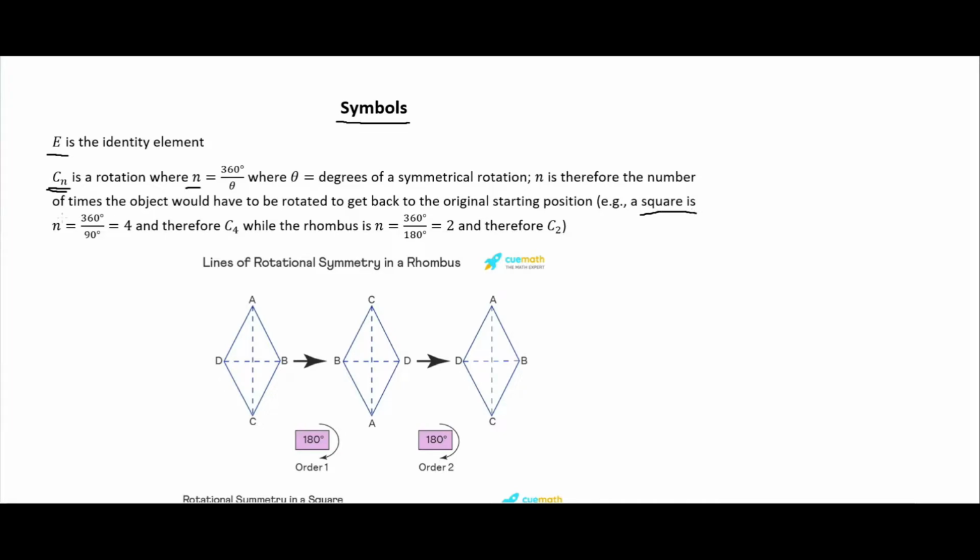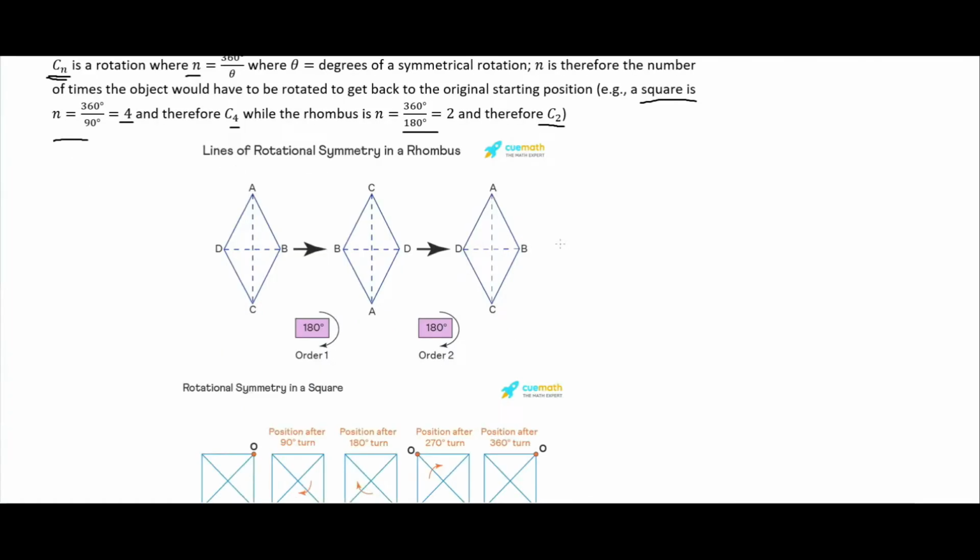For instance, for a square, n equals 360 degrees divided by 90, so it would be C sub 4 like this. And a rhombus, which we see down here, is 360 divided by 180, so it's 2. So we have C2 here. We have A up here and C down here. We do a 180 with it. We have our C up here, or A down here, and the D and B also switch sides, and we do it again, and we just get back to where we were. And so that's why it's the C sub 2.